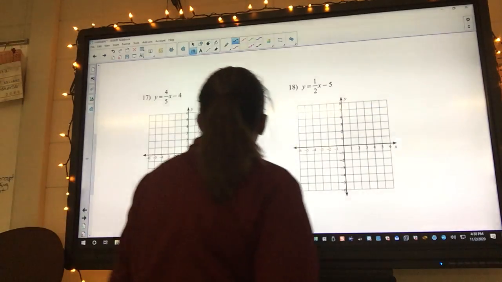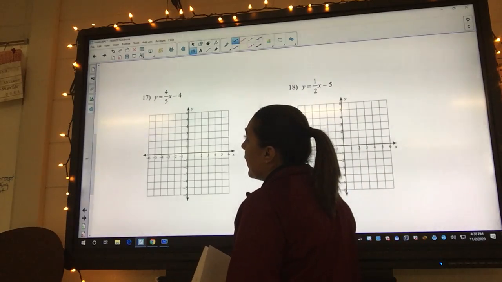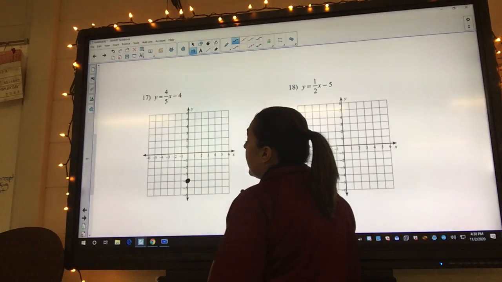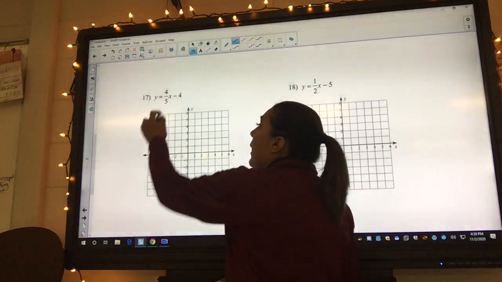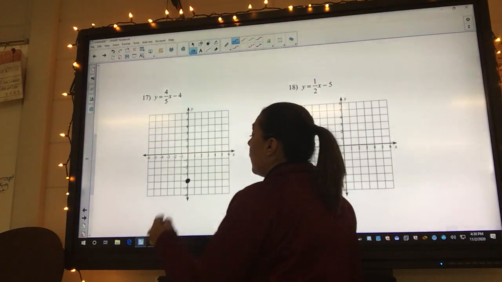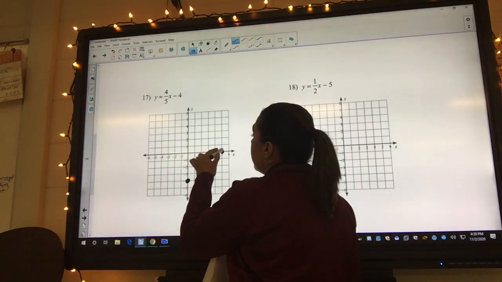Okay, 17. I'm going to graph my y-intercept first, and my y-intercept is at -4. Okay, and I'm going to have to rise 4 and go over 5. And you really need to think, is this a positive slope or is this a negative slope? Well, it's positive, so I'm going to go up 4, 1, 2, 3, 4, and over 5.